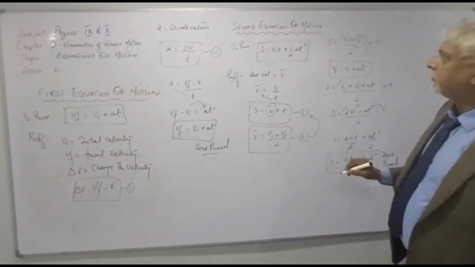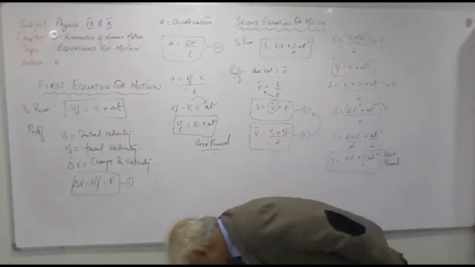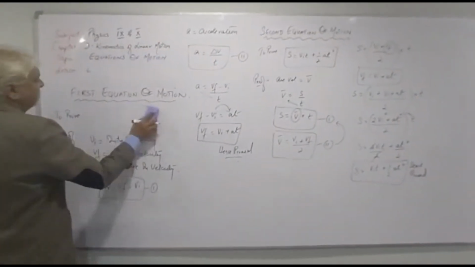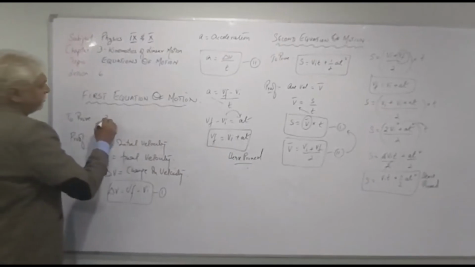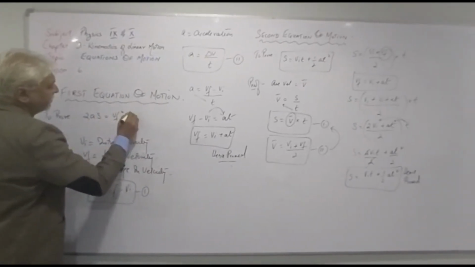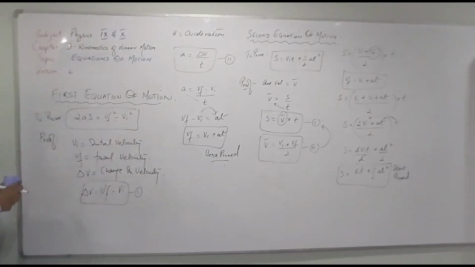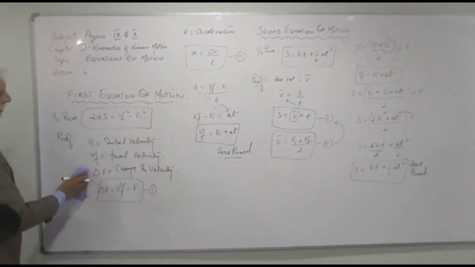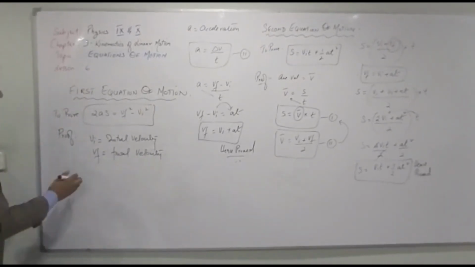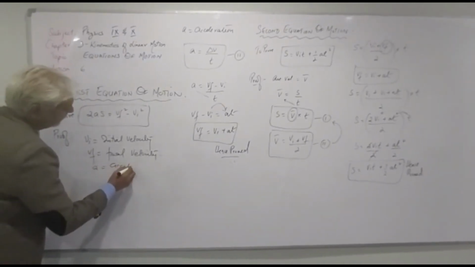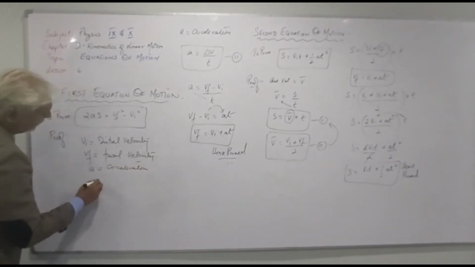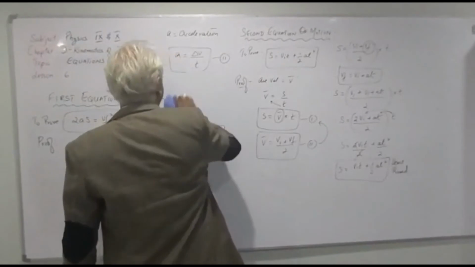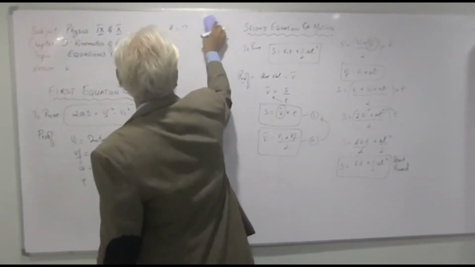Okay, now let's move on to the third equation of motion. Now I'll prove the third equation of motion, and the third equation of motion is 2as is equals to vf squared minus vi squared. So, we know that vi is the initial velocity, vf is the final velocity, a is the acceleration, and t is the time taken.